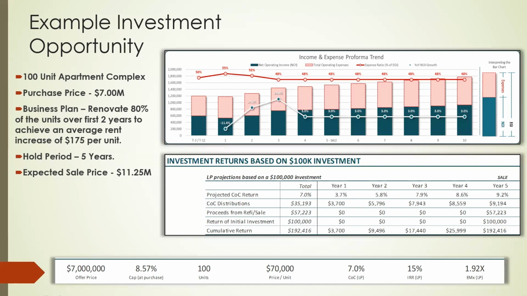Then as you're looking down, you can see you get your distributions, you get proceeds from that sale that we're projecting at year 5, and then you get the return of your initial investment. So through all those cash flows, through that proceeds from sale of $57,000, and then the return of your capital, that's where you get that total cumulative return of $192,000, or right close to that 2x multiple, almost doubling your money over those 5 years. So I really wanted to hone in on this and show how that can go up or down.